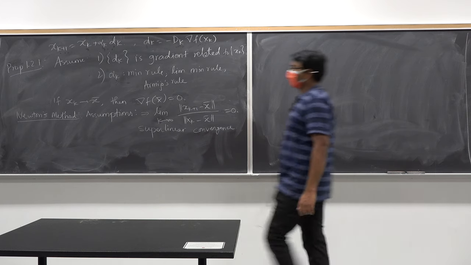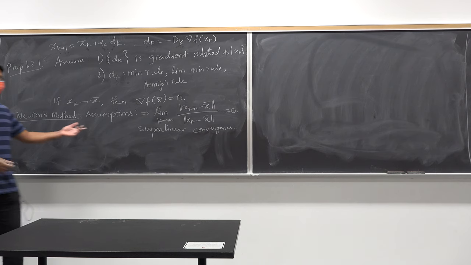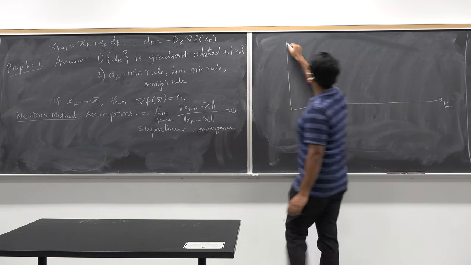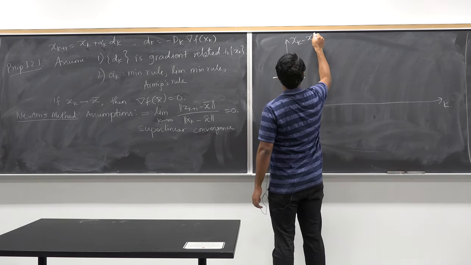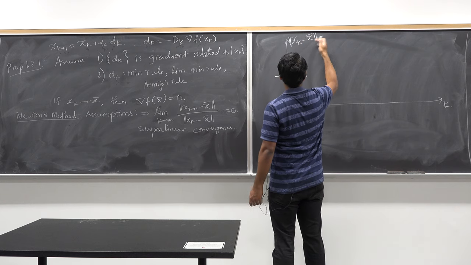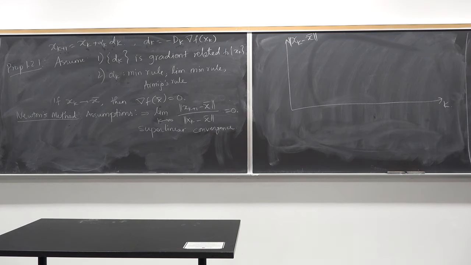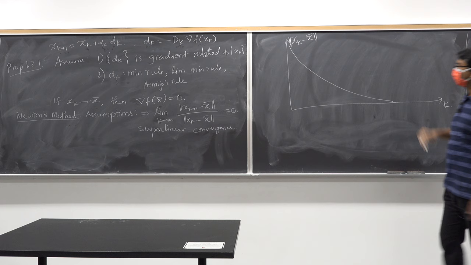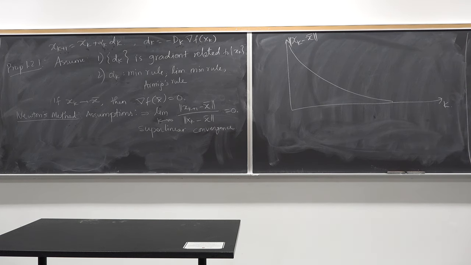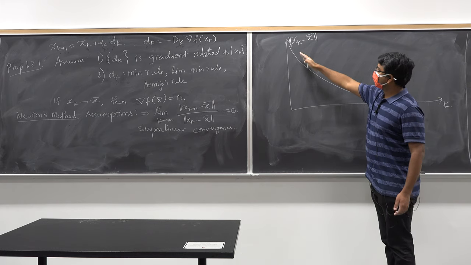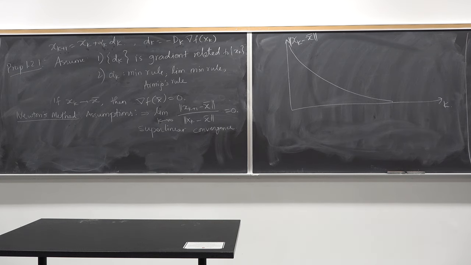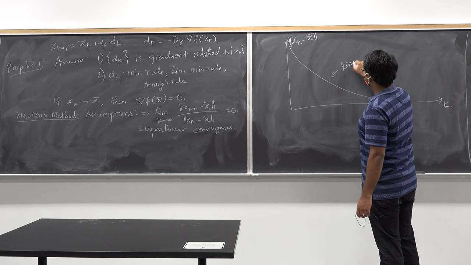Okay, so let me tell you what superlinear convergence means. This is my k, this is my x_k minus x bar, some norm, whatever you want to pick. If you look at the gradient descent method, this graph is going to look something like this. If it is converging with a constant step size, you will see that the error, x_k minus x bar, is actually decaying exponentially fast to zero. So let me write it. This is linear convergence.